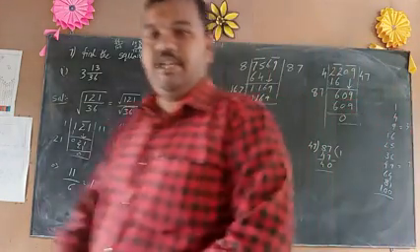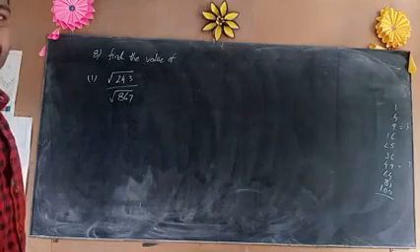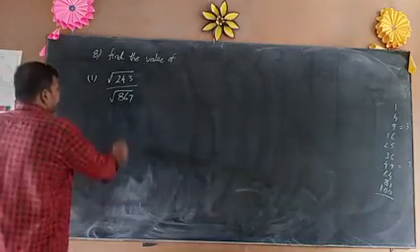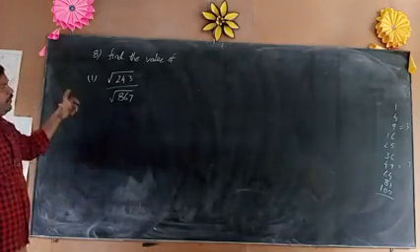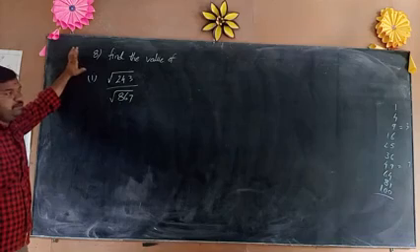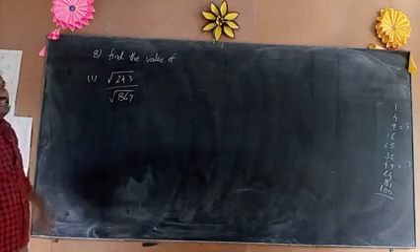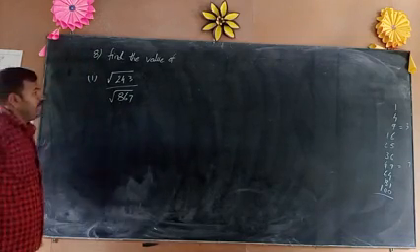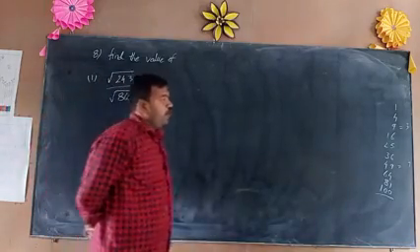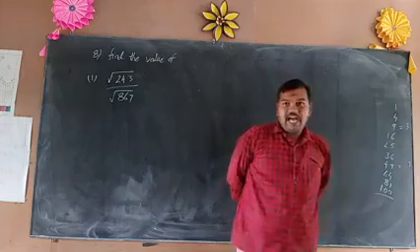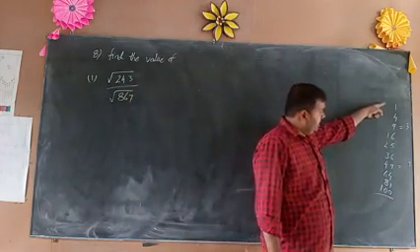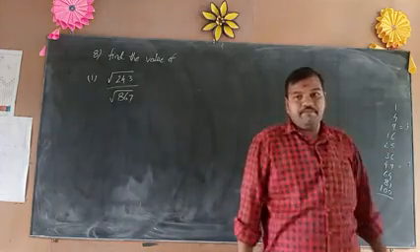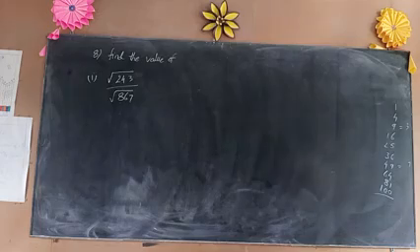Now here is the next sum. See this sum: root 243 by root 867. Before doing any sum, we have to decide which method to use: either the square root division method or the prime factor method. How to see that: check the last digit. The last digits are 3 and 7. In our square table, 3 and 7 are not possible as last digits in any sum. How is that? See here, everybody once.